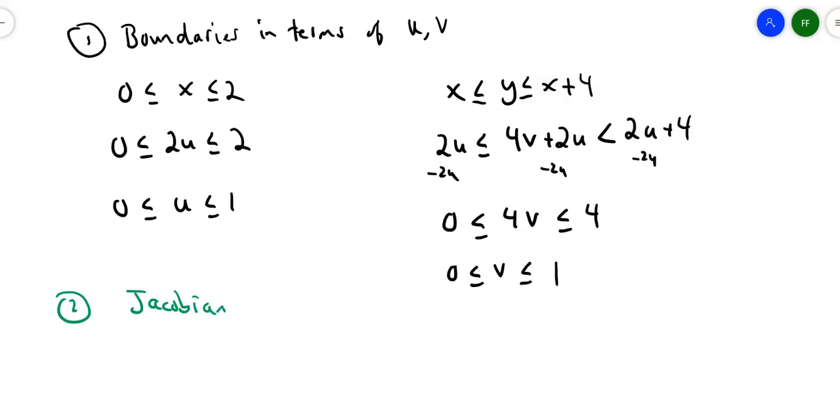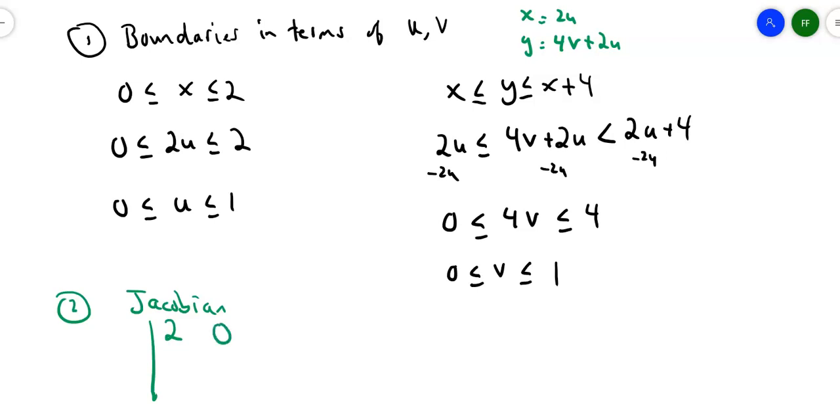So I was given x equals 2u and y equals 4v plus 2u. So my Jacobian is going to be the four partial derivatives. So the partial x with respect to u is just 2. Partial x with respect to v is 0, right? There's no v in that first line.